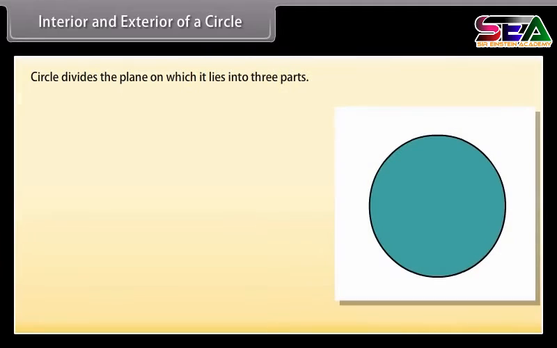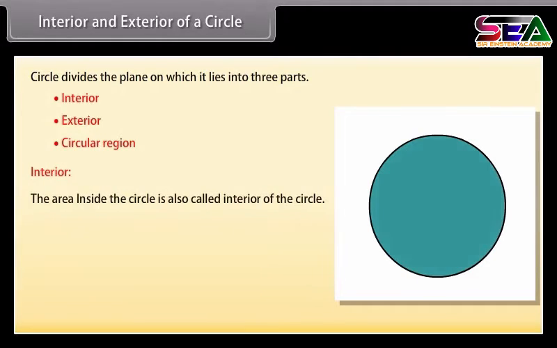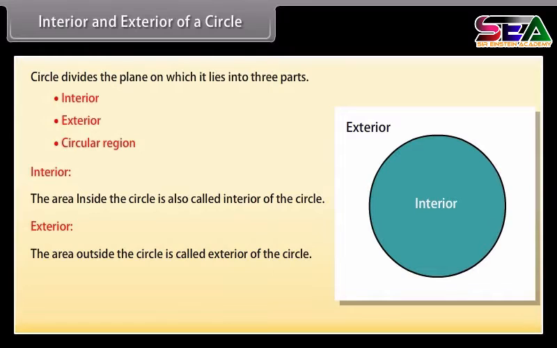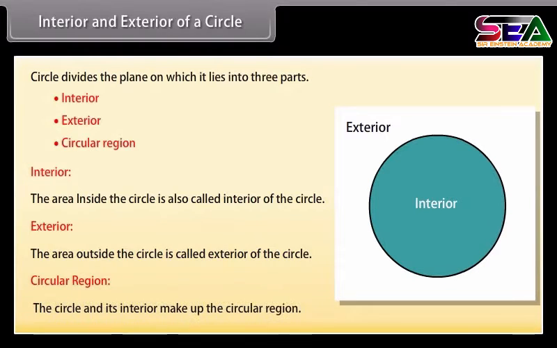Interior and exterior of a circle. A circle divides the plane on which it lies into three parts: interior, exterior, and circular region. Let's go through them one by one. Interior: the area inside the circle is called the interior of the circle. Exterior: the area outside the circle is called the exterior of the circle. Circular region: the circle and its interior make up the circular region.